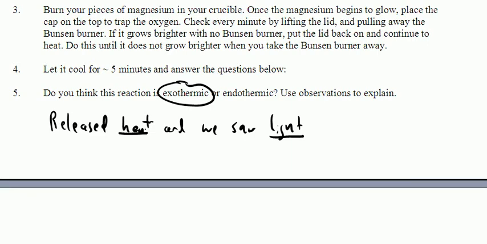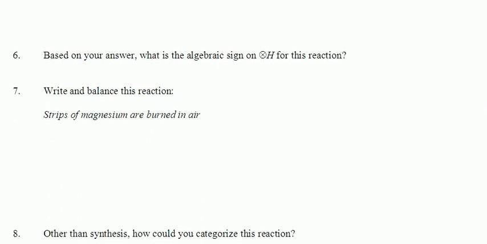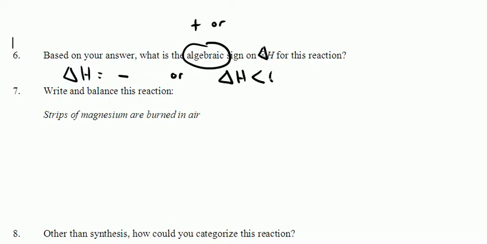Also, in order to do this, you burned the magnesium. Burning something is a huge key that the reaction is exothermic. What is the algebraic sign on delta H? Whenever I say algebraic, I just mean is it plus or minus, and in this case, delta H is minus. Or you could say delta H is less than 0. Oftentimes, you are going to see it this way, so you might want to get a habit of doing that.